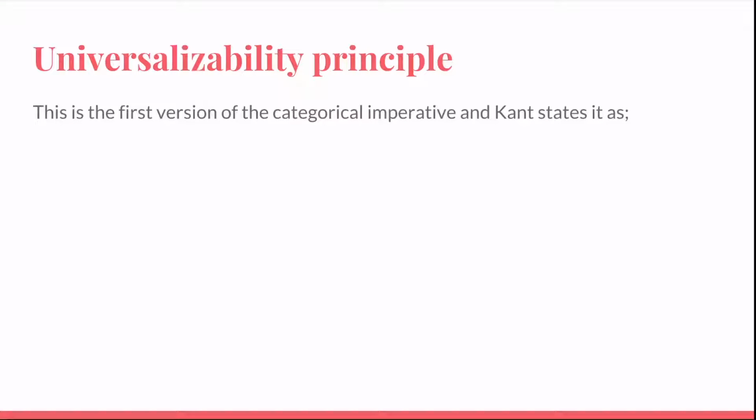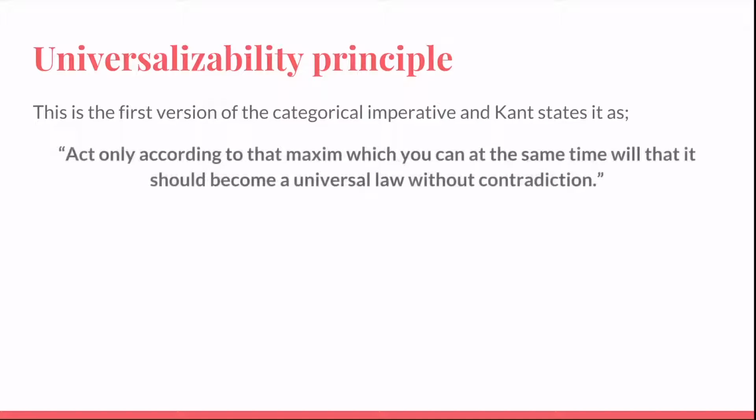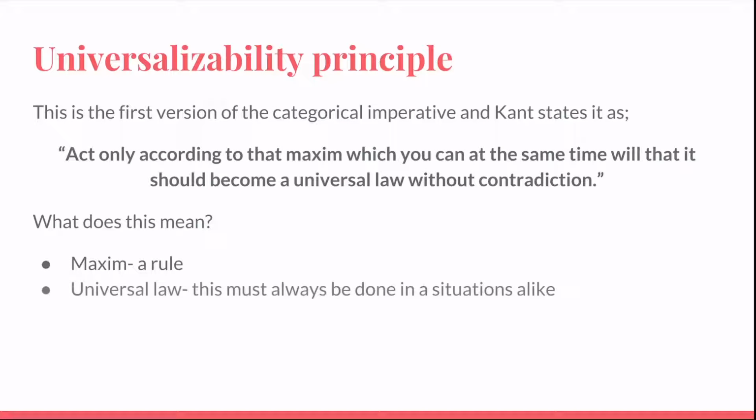There are two different ways Kant says we can look at the categorical imperative. The first is the universalizability principle. He phrases this as: act only in accordance to that maxim which you can at the same time will that it should become a universal law without contradiction. This can be a little confusing, so I'm going to break it down a little bit. A maxim is a rule or principle, and a universal law is something that must always be done in situations alike.